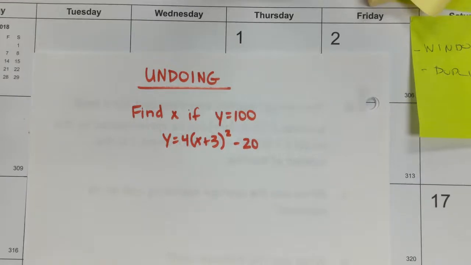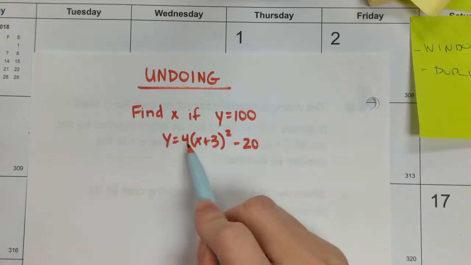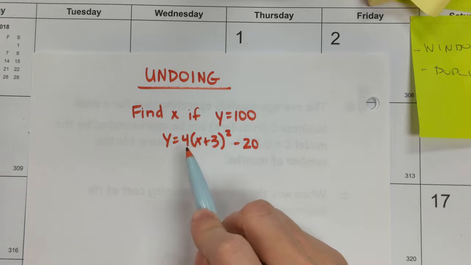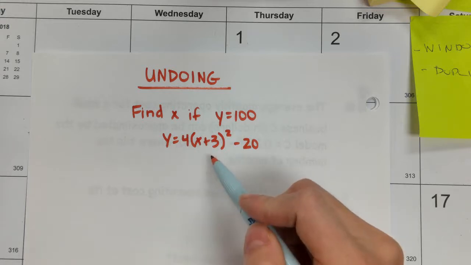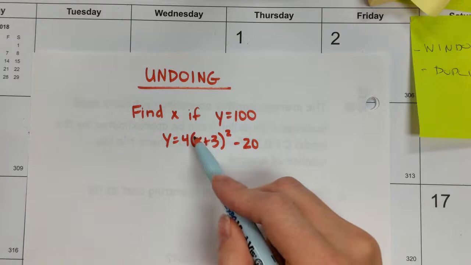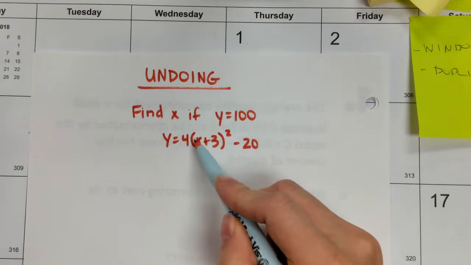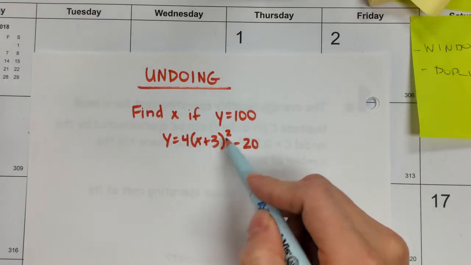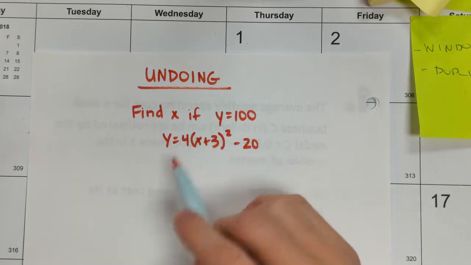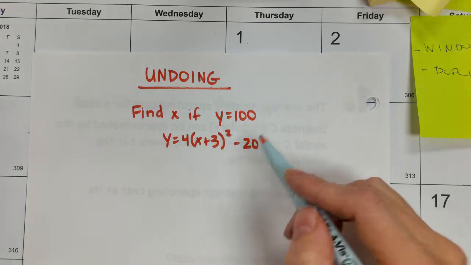Alright, so this video is going to show you how to solve by undoing. I know that I'm going to solve by undoing because I don't have the terms ax squared plus bx plus c. What I have is only one x in the equation, and I have parentheses with the squared around it. So my only option on this one is to undo.